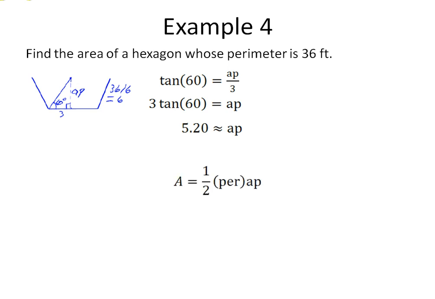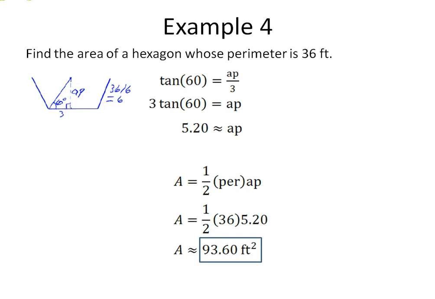Okay, so we're ready to find the area. So the area is equal to 1/2 of the perimeter times the apothem. In this case, since the perimeter was 36, the area is equal to 1/2 of 36 times 5.20, which gives us that the area of this particular hexagon is approximately 93.60 square feet. Once again, they gave us a dimension in the beginning, so we need to finish with a dimension in our answer.